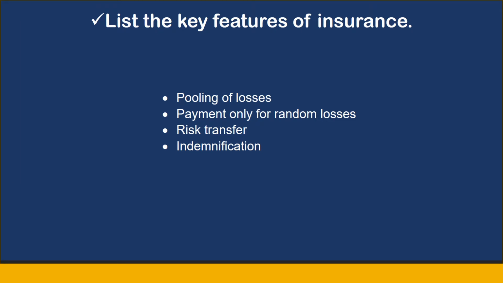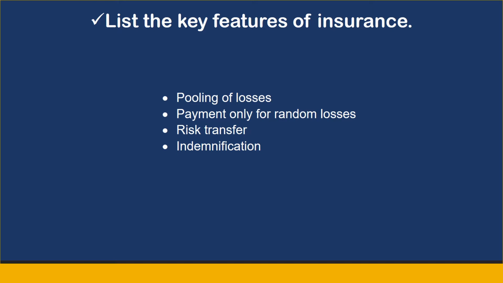List the key features of insurance. There are 4 distinct characteristics of insurance: pooling of losses, payment only for random losses, risk transfer, and indemnification. So what do these mean?